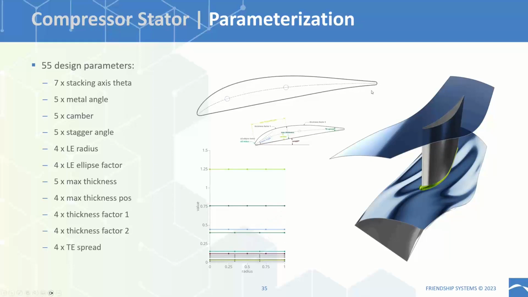And another parameter for the spread angle at the trailing edge, again in 4 span-wise positions. And another factor, which I think is almost impossible to see in the animations, which also controls the shape of the trailing edge.